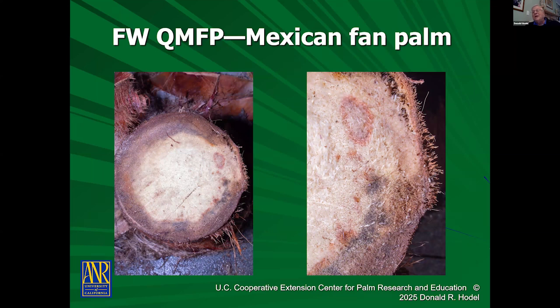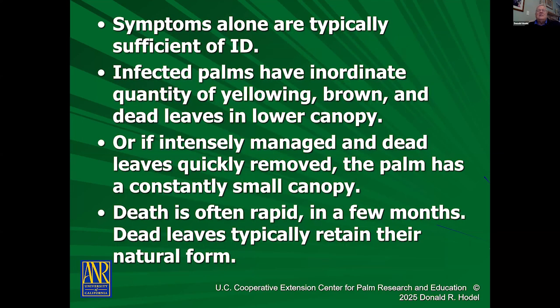With this amount of discoloration, you'll see a lot of foliar symptoms. Symptoms alone are typically sufficient for identification. Remember, infected palms have an inordinate quantity of yellowing, brown, and dead leaves in the lower canopy. Or if it's an intensely managed palm where dead leaves are frequently removed, then the palm will have a consistently small canopy of green leaves. Death is typically rapid, in a few months.